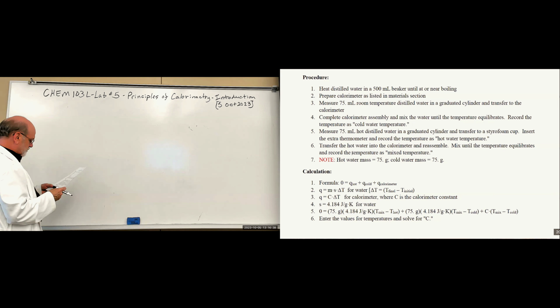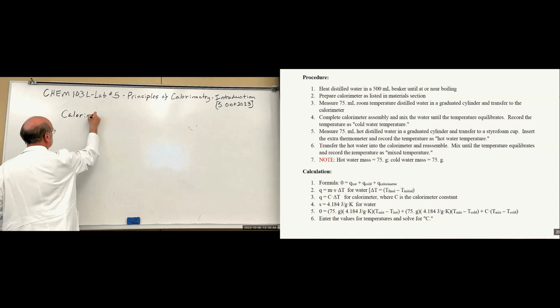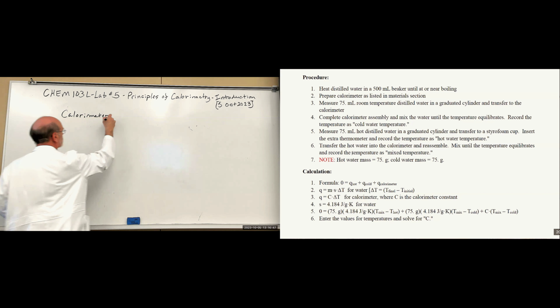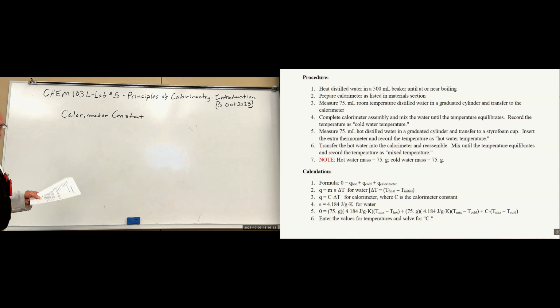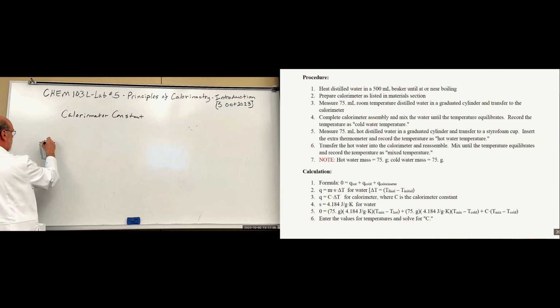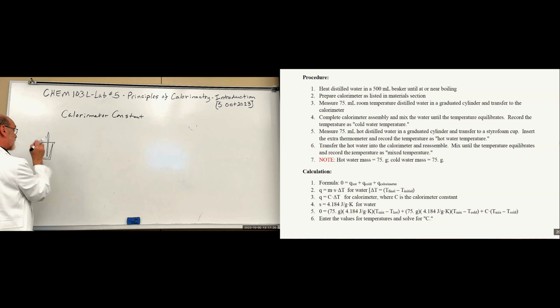Okay, so for the calorimeter constant, we saw an example of our calorimeter in the lecture, right? We just have two styrofoam cups, one inside the other, and we have a lid, and we have a hole in it, and through that is our thermometer. It should go up a little further than that, and we're going to use the thermometer to stir things around. We just have to be a little careful. Okay, so that's our calorimeter.